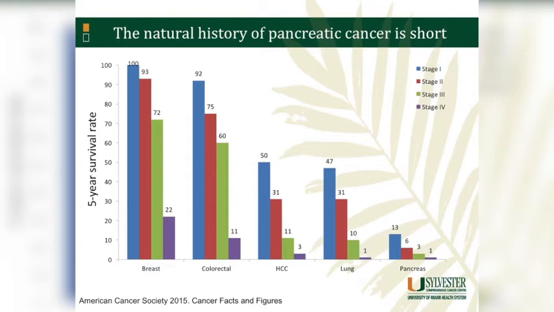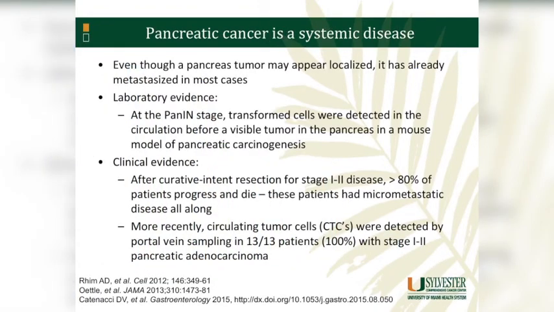And this is one of the reasons why there's a big push now to neoadjuvant treatment, because you want to get patients on some form of systemic treatment as soon as possible, because most of these patients already have micrometastatic disease. So we look at pancreas cancer as a systemic disease now. So even though the pancreas tumor may appear localized, if you get good quality imaging, we know that it has already metastasized in most cases.